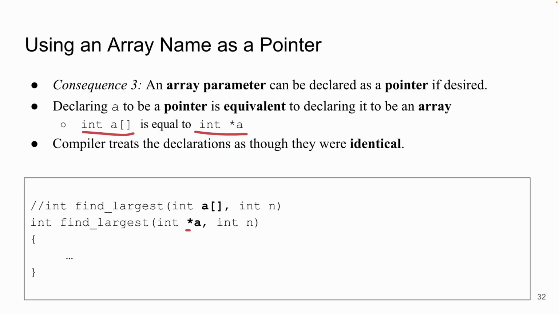So that is why in some code you will see that some C programmers like to write integer pointers. Instead of declaring array parameters, they will just declare integer pointer variables, or pointer variables, to get the input information of the array.